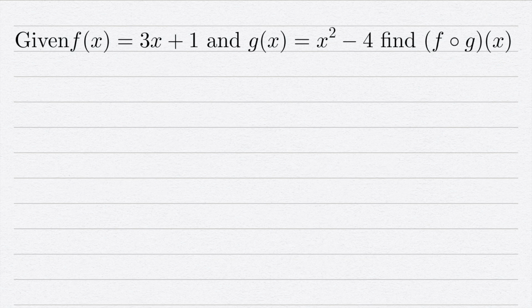So here what they want us to do is take g of x and plug it into f of x. So we're going to take f of x, but where we see x, we're going to leave a large open space. So f of blank equals 3 times blank plus 1. And in that space, we are going to put x squared minus 4, the value of g of x.